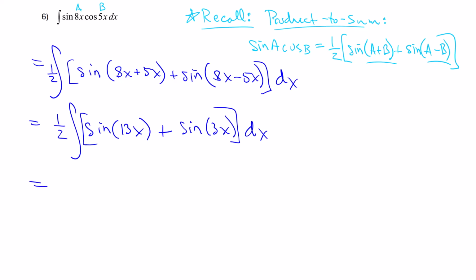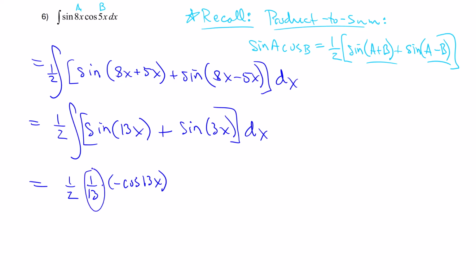Now we're just looking to take this integral, which means just antiderivative. So I'm going to keep the 1/2 out in front. Now for sine of 13x, we're looking for that antiderivative. This is similar to some things we've done before. It should end up being an extra 1/13 constant times the antiderivative of sine, which would be negative cosine. So I'll make this negative cosine of 13x.